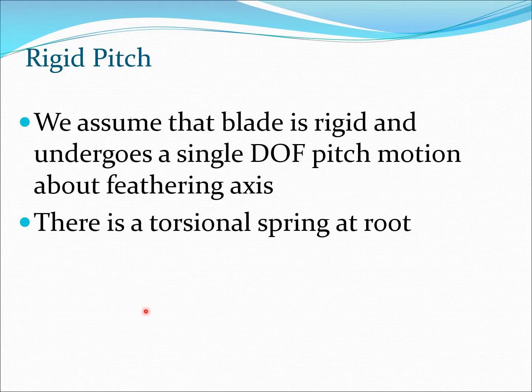So here also we will assume that the blade is rigid and there is only one degree of freedom for this blade, and this is the blade pitch motion. Previously we presumed the motion to be flap motion and lag motion each separately, and now we look at the pitch motion separately. As you know, the pitch motion is also known as feathering, and it takes place around an axis. There is also a torsional spring at the root, and this torsional spring basically provides you the stiffness for this problem.